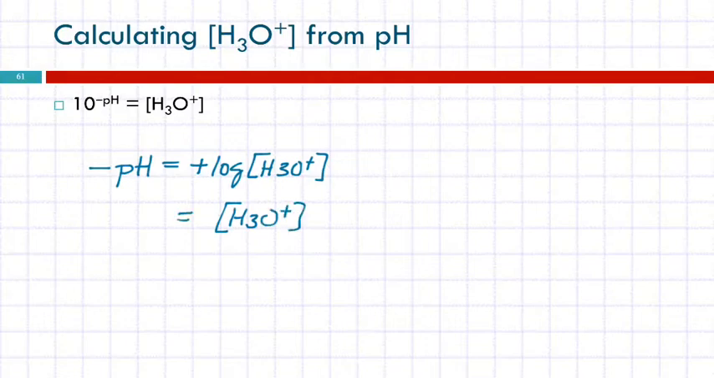And then I do 10 to the power of the other side, and I get 10 to the negative pH. And that's where that equation comes from. And your calculator should have a 10 to the x button, not a times 10 to the x. It's not your scientific notation button, but a separate 10 to the x button. That's the anti-log button.